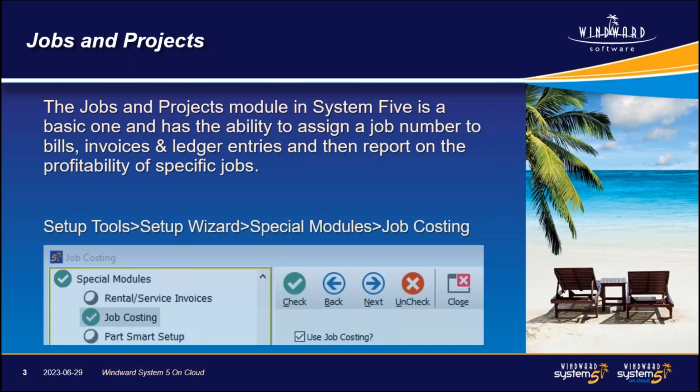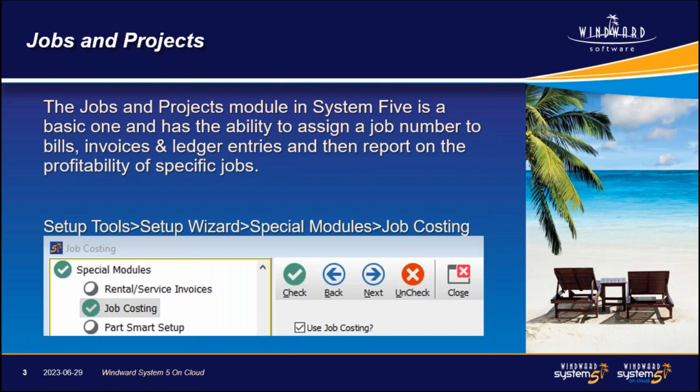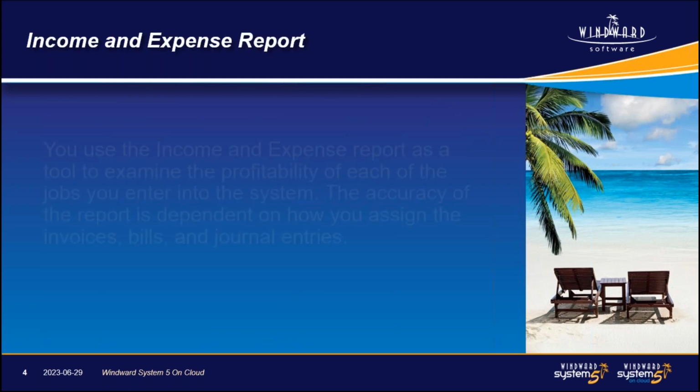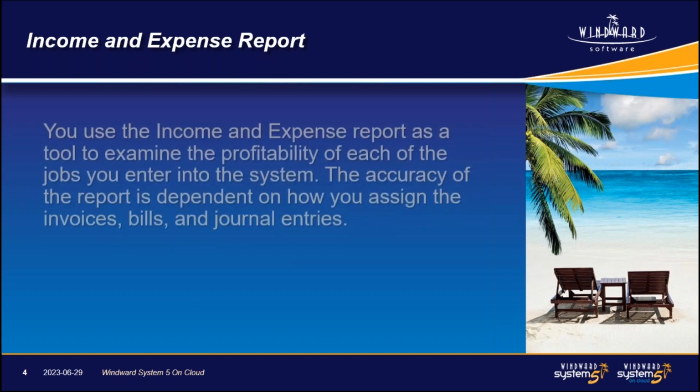The Use Job Costing option must be enabled in the Setup Tools, Setup Wizard, Special Modules, Job Costing in order for the Jobs and Projects menu to appear on the Navigator menu. You use the income and expense report as a tool to examine the profitability, how you assign the invoices, bills, and journal.